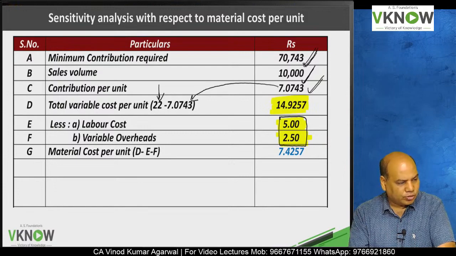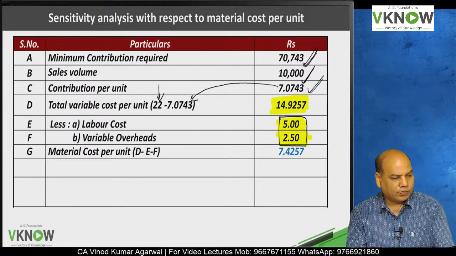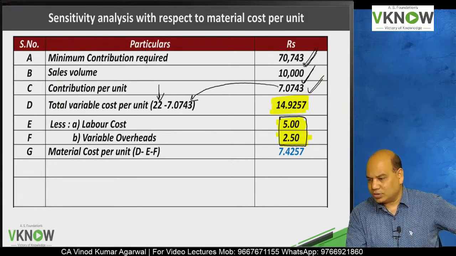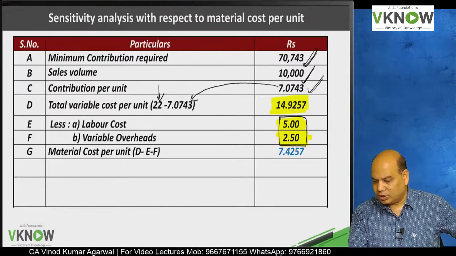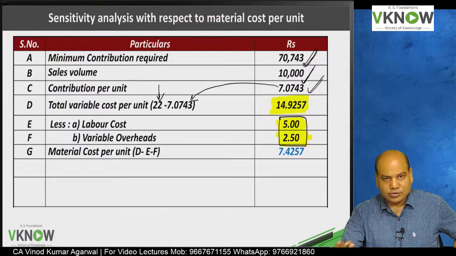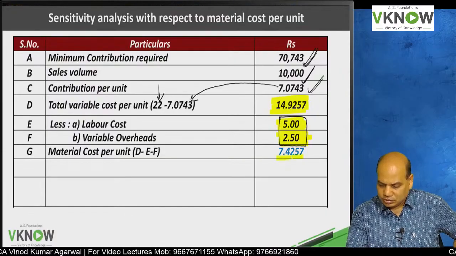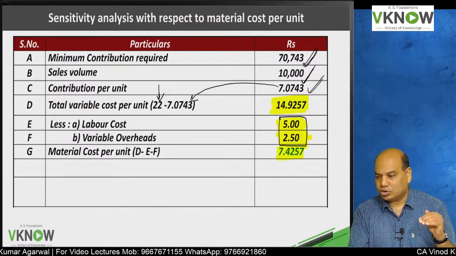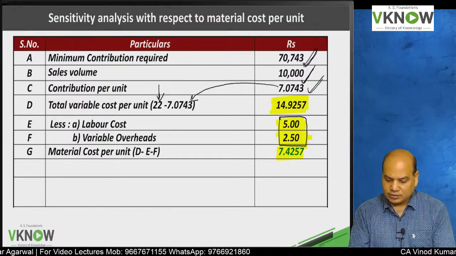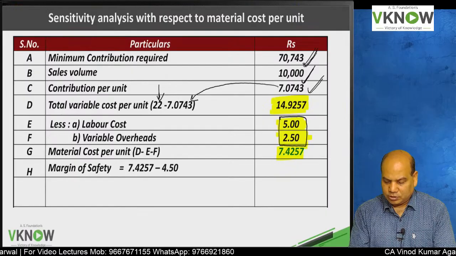7.4257. One student has replied 7.45. That was quite close. Maybe you have rounded off. If you have done like this or any other way, then it is okay. So my material cost can increase to 7.4257 and my NPV will be 0.